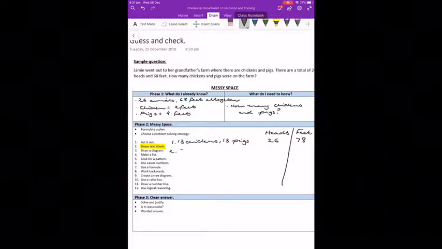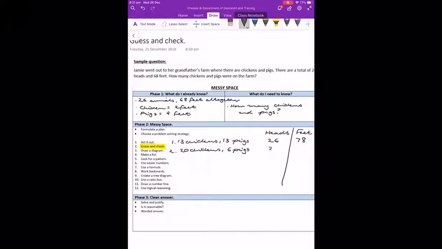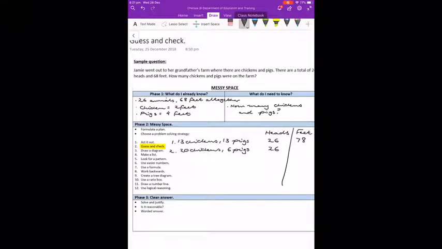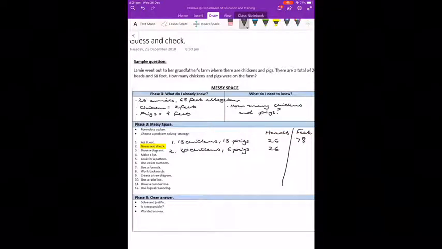I'm going to make another guess. Let's say there are 20 chickens and 6 pigs, giving us 26 heads, and 20 times 2 plus 6 times 4 is 64 feet. So we're quite close. So what I'm going to do is decrease the amount of chickens we have and increase the number of pigs to see if we can get that number a little bit higher.